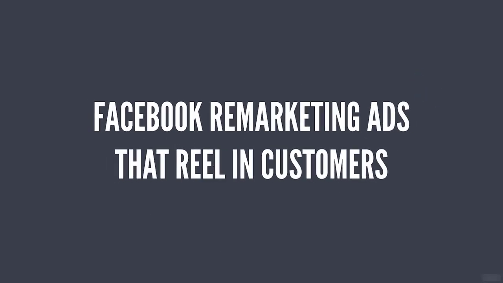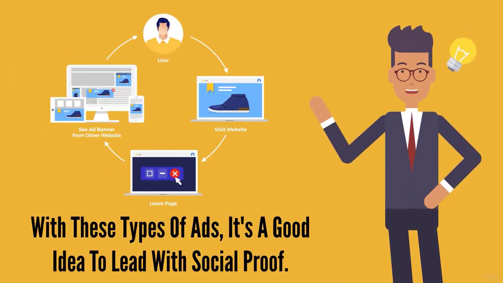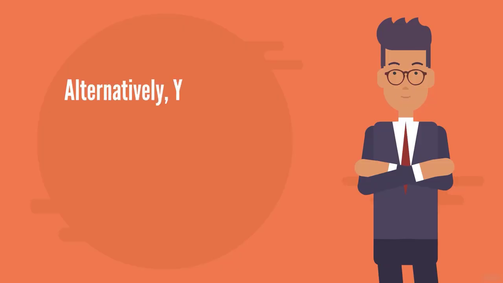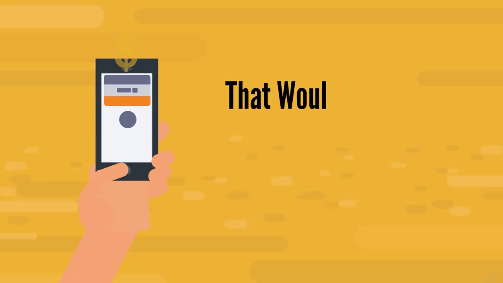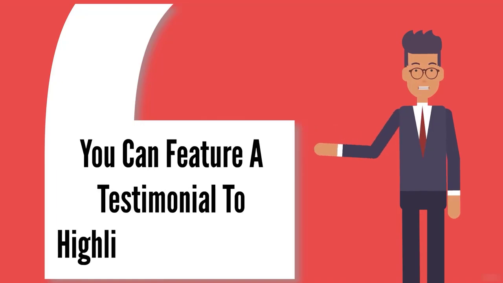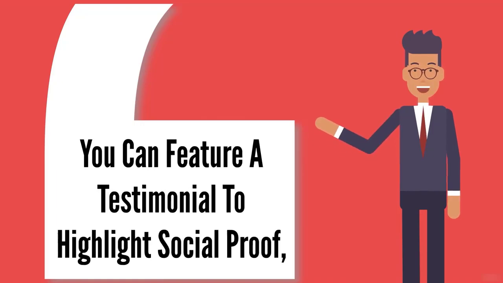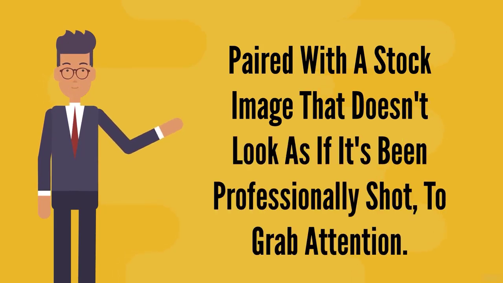Facebook remarketing ads that reel in customers. With these types of ads, it's a good idea to lead with social proof. Alternatively, you can use your lead to bust a common objection customers might have that would typically prevent them from purchasing. You can feature a testimonial to highlight social proof, paired with a stock image that doesn't look as if it's been professionally shot, to grab attention.